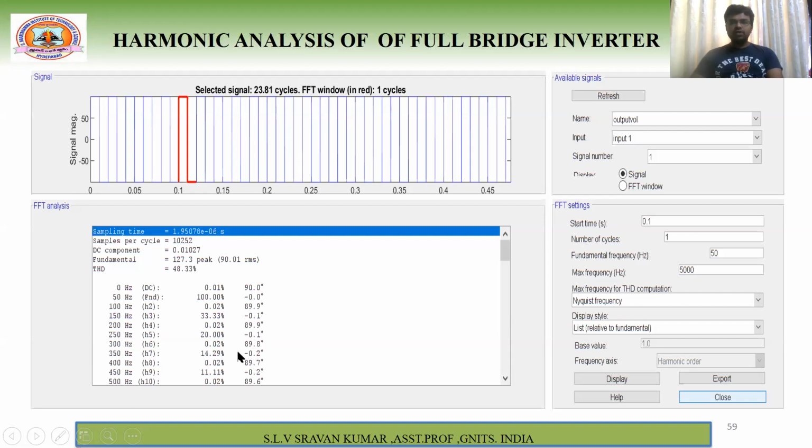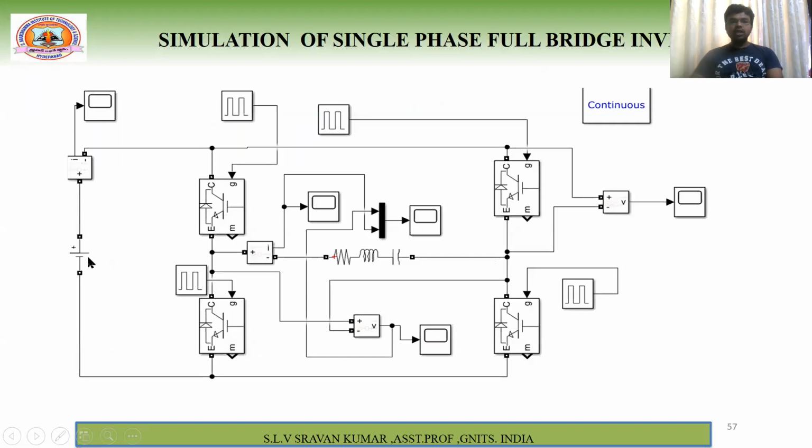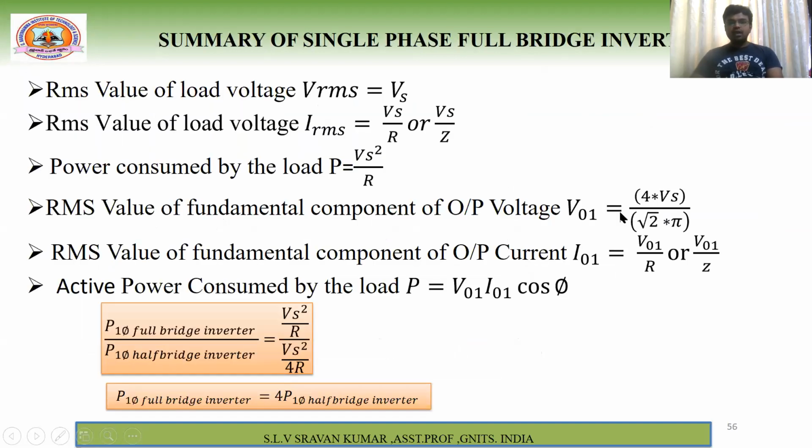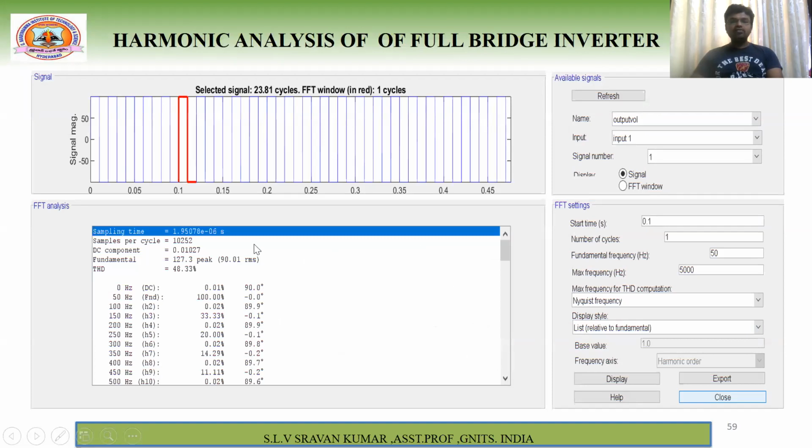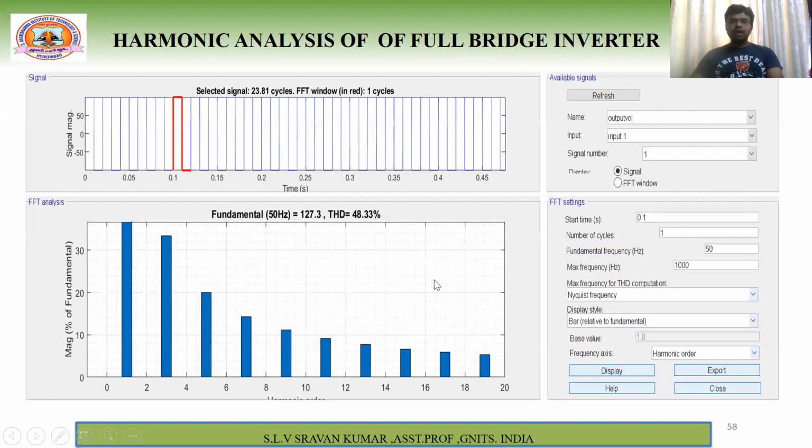Same as that of your half bridge. But the difference is this value, and this value is very important. Why? Because just now in the simulation I have used this VSC as 100. Substitute here: V01 equals 4 times 100 divided by root 2 times pi. Then definitely you will obtain this 90.01 RMS. If you multiply with root 2, for the peak you will get this one, right? So this is an important point you have to understand.